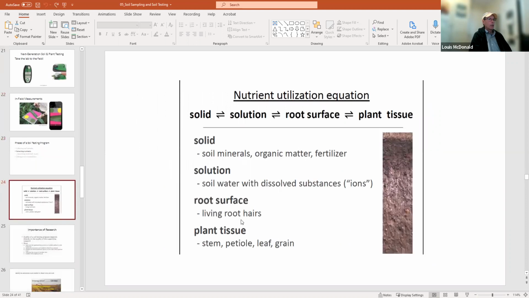All right. And so then there's this question of how do we extract the nutrients, right? And so here's the rough, sort of very unmathematical relationship. We've got nutrients on a solid that we have to get into solution, that we have to get to the root surface, that once they're on the root surface, they make their way into the plant tissue, right? And then here's the sort of the definition of all those pools, if you will.